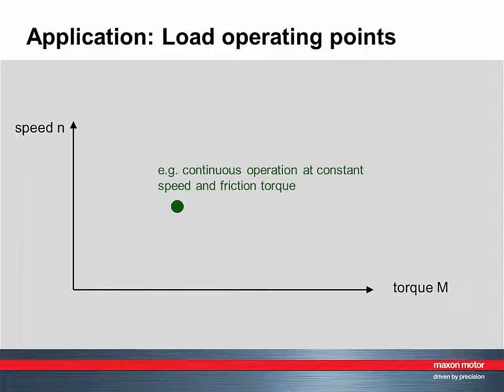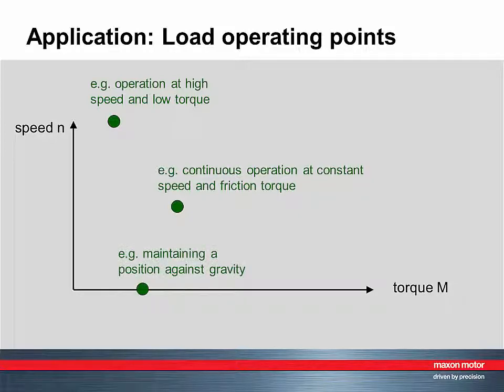Essentially, for a given application, the motor is supposed to run at a certain speed and at a certain torque. In our standard diagram, we represent the speed as a function of torque. Now, one possibility is that the operation is at constant speed and constant torque, so this is represented by this green point. Another option could be that the motor has to run at a much higher speed, but maybe at a lower torque, or it is at standstill. It is maintaining a given position against, for example, gravity.